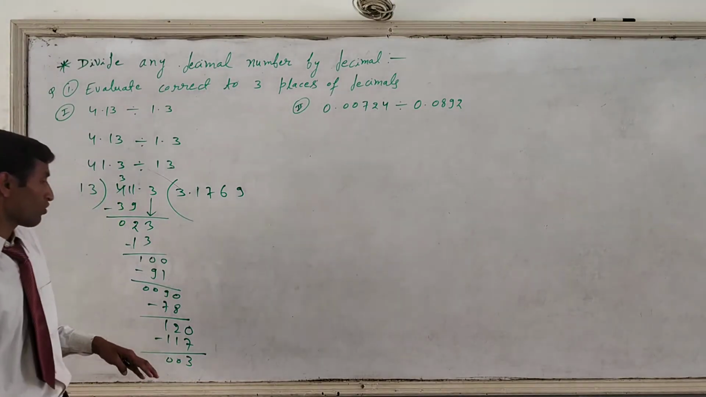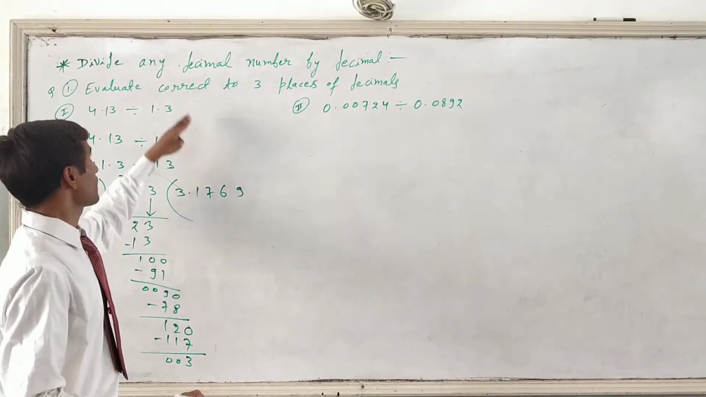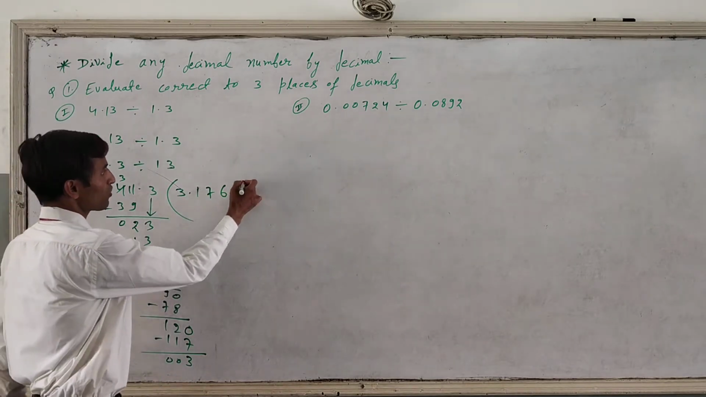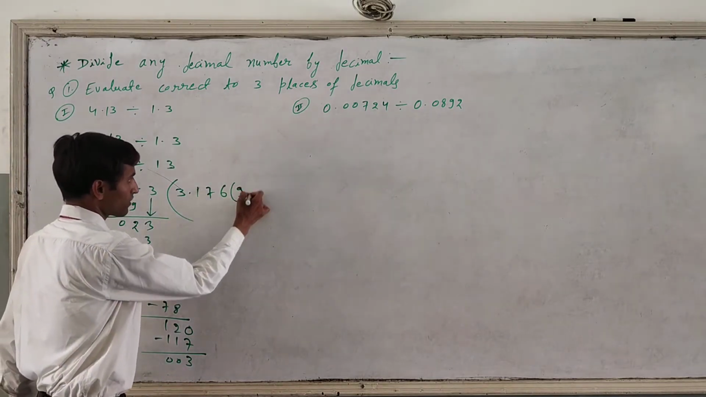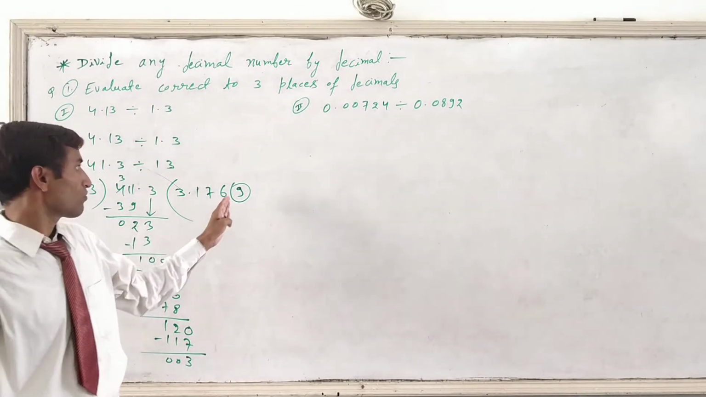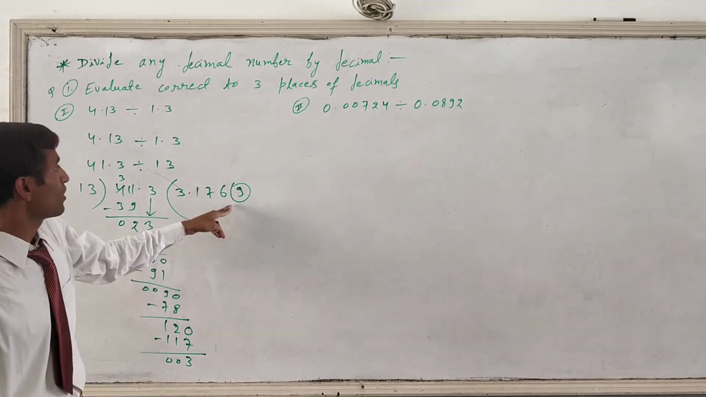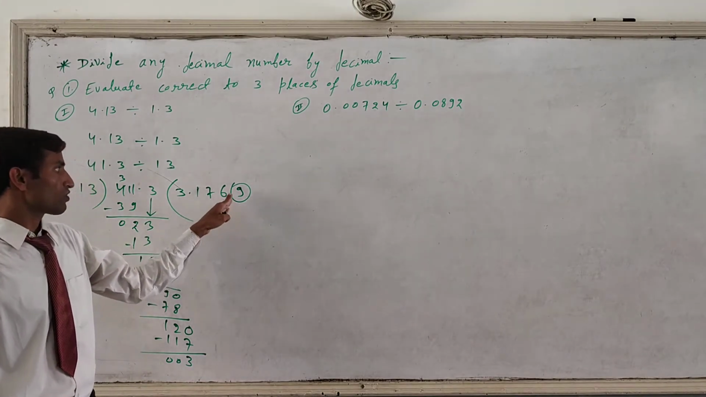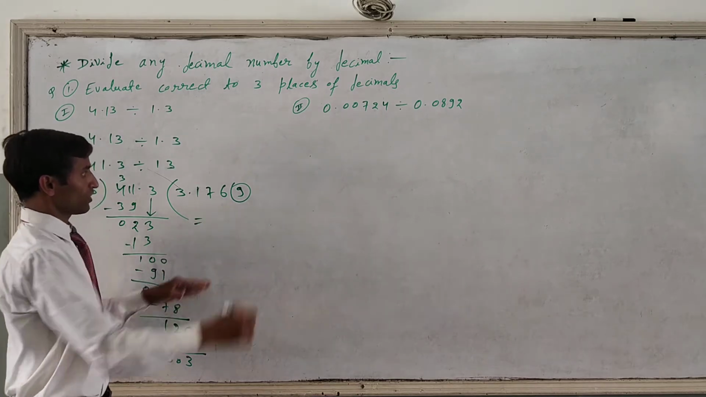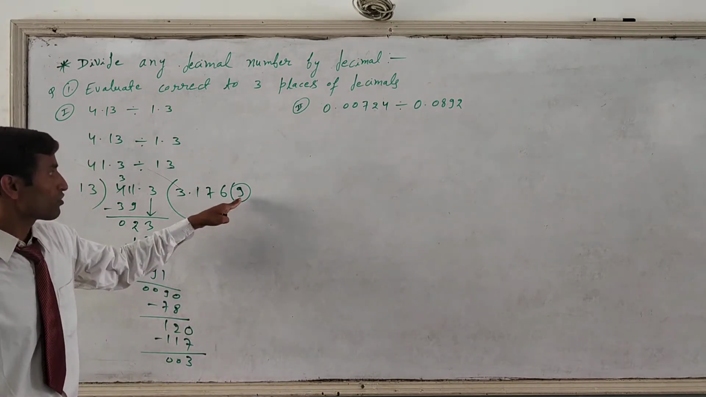No need to divide more because we have already divided up to more than 1 decimal place. After that we have to round off this point. For that, if the number given is 5 or more than 5, then we have to add here. Otherwise no need to add, just write it down as it is. And here it is more than 5, so we have to round it up.